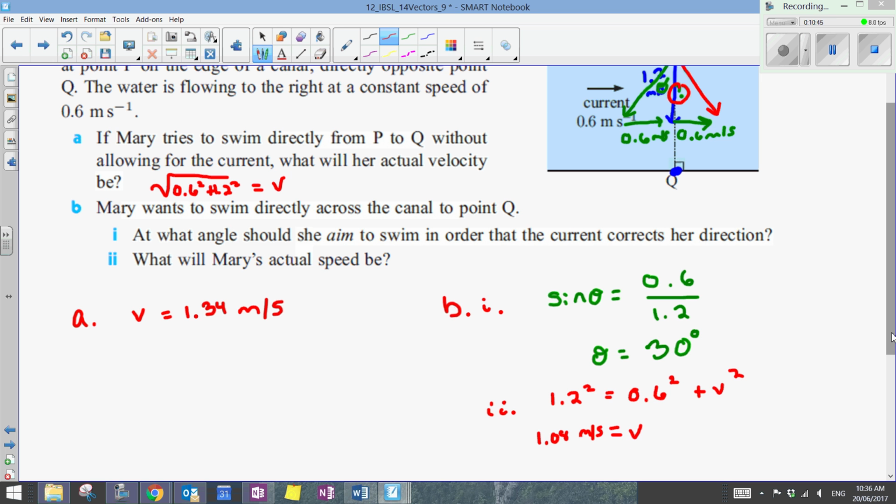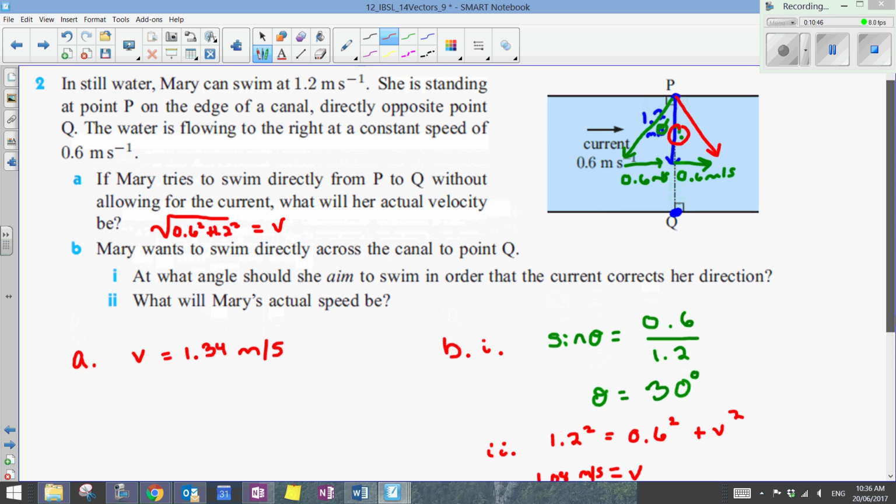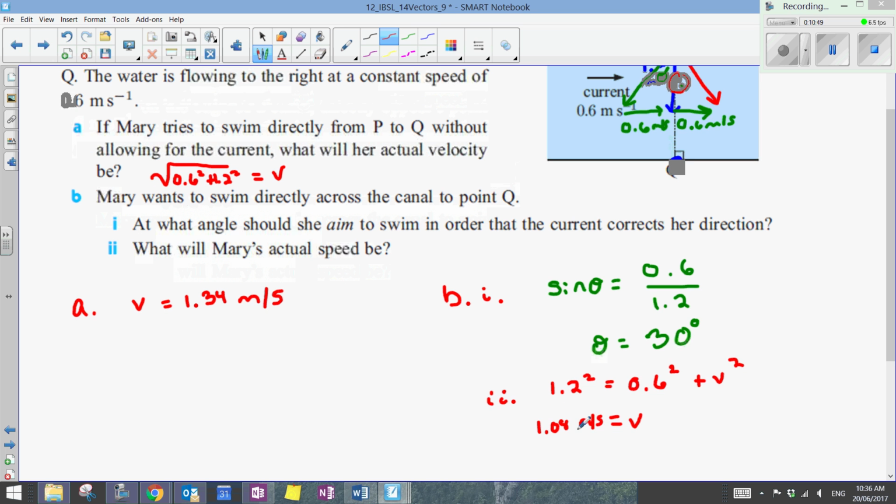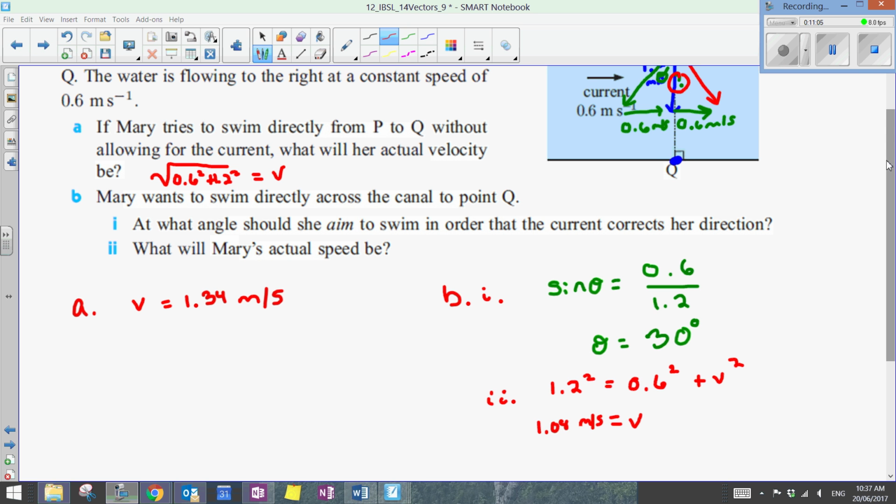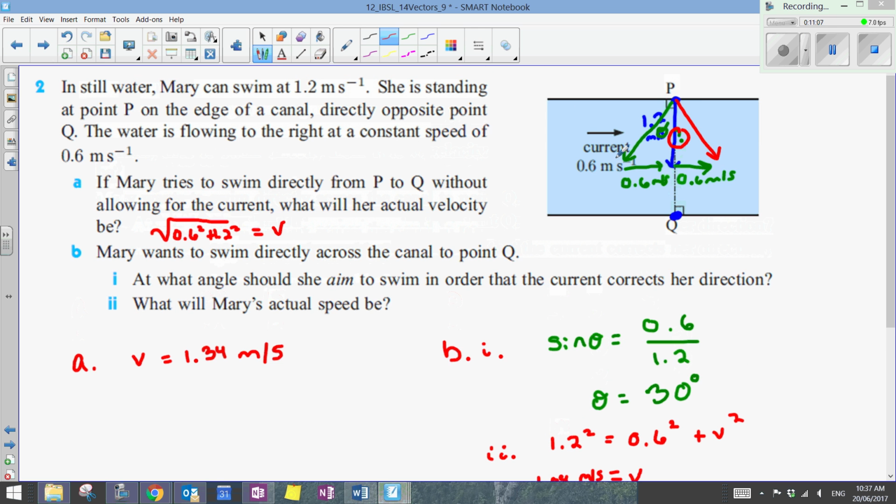All right. So if she does compensate and she swims straight, notice she is swimming a bit slower than 1.2 meters per second. Since she is only able to cover that 1.08, so a little bit over a meter per second. Notice how that does affect her swimming speed since she's overcompensating for the current.